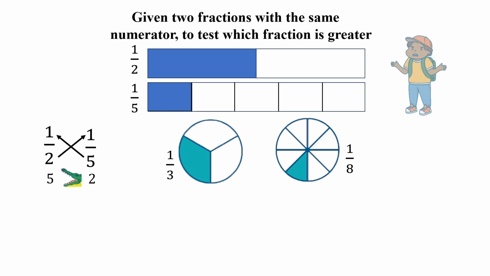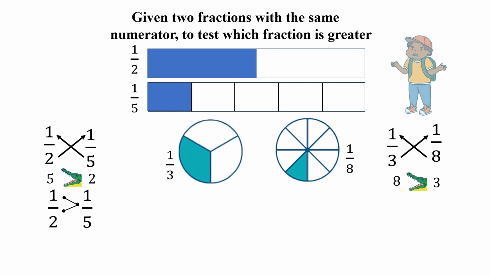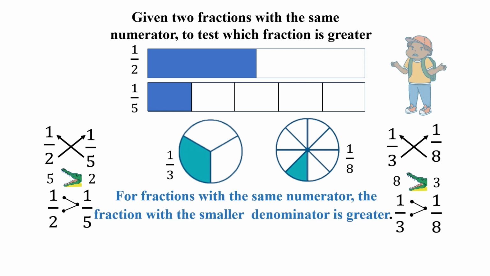So see the crocodile mouth. And 1 by 2 is greater than 1 by 5. Similarly, 1 by 3 and 1 by 8. Cross multiply. You get 8 and 3. 8 is greater than 3 and 1 by 3 is greater than 1 by 8. So for fractions with the same numerator, the fraction with the smaller denominator is greater.